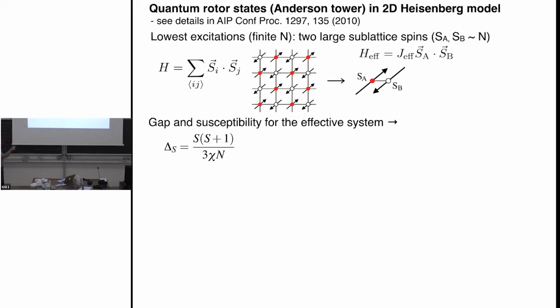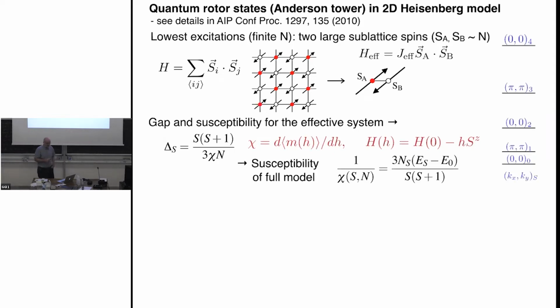It turns out the ground state of this will be a singlet. And then you have spin S excitations, which have a form exactly like this relative to the ground state energy, where this chi here is the uniform magnetic susceptibility of the system, defined in this way as dM/dH, where you imagine adding a magnetic field to your Hamiltonian.